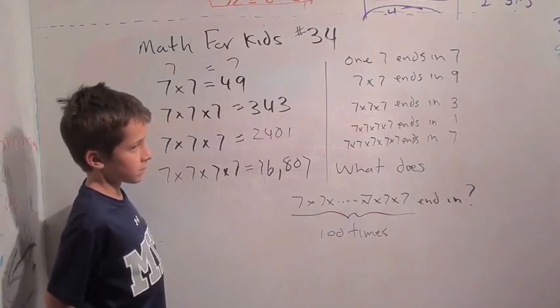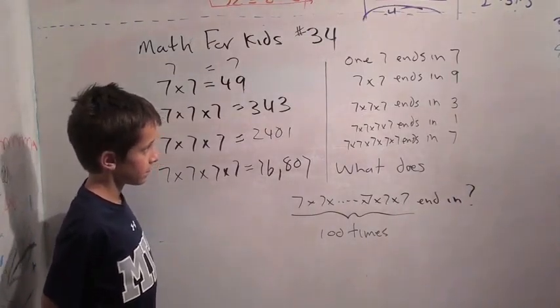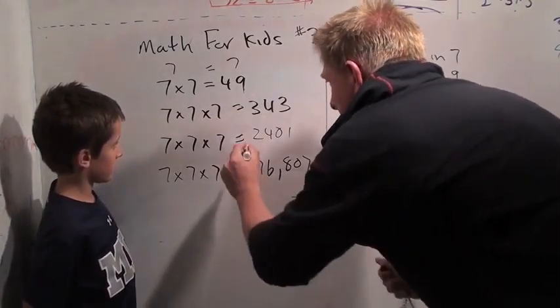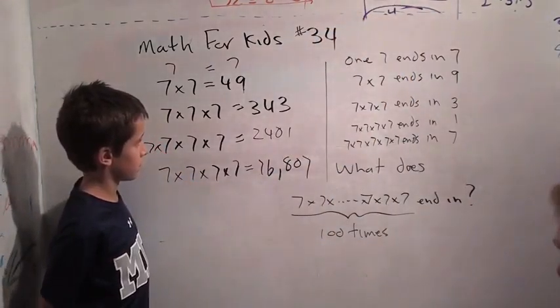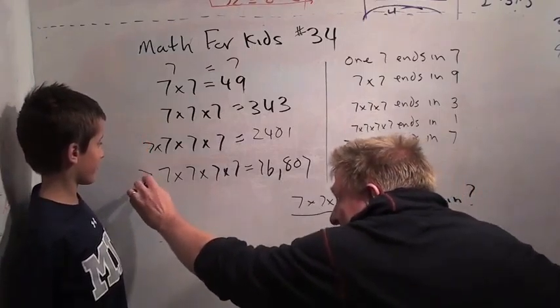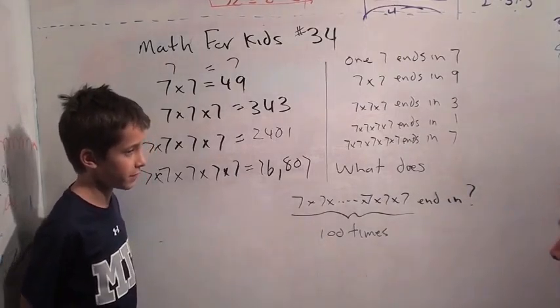7 times 7 times 7 equals? 7 cubed, which is 343. 7 times 7 times 7 times 7, which is 7 to the 4th, is 2,401. 7 to the 5th is 16,807.